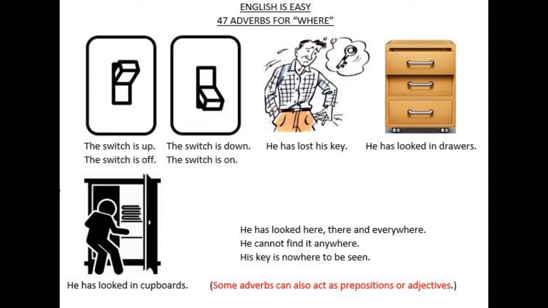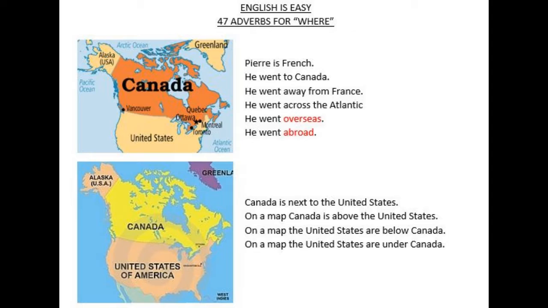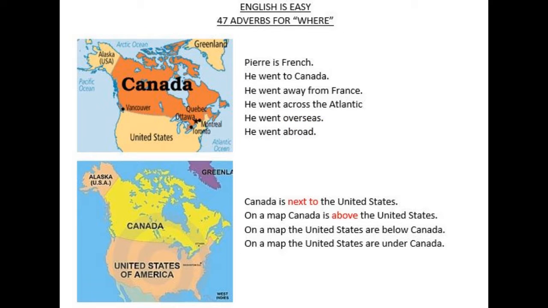Some adverbs can also act as prepositions or adjectives. Pierre is French. He went to Canada. He went away from France. He went across the Atlantic. He went overseas. He went abroad. Canada is next to the United States. On a map, Canada is above the United States. On a map, the United States are below Canada. On a map, the United States are under Canada.